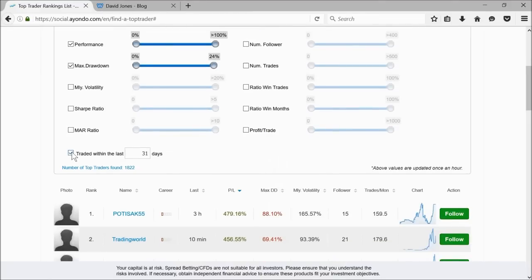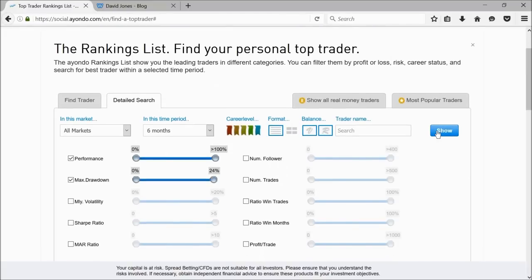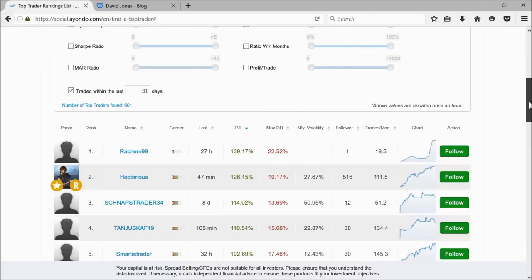And I want people who traded within the last 31 days. So I want someone who's active. They don't have to be trading every hour, but someone who has placed a trade in the last 31 days. And that's it. So I've got all markets, 6 months. If I click on show, that will now come up and sort all those traders. So there we go. Over the last 6 months, we've got it sorted by profit and loss.